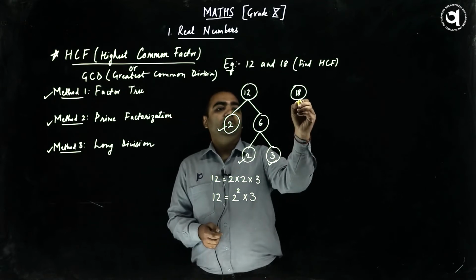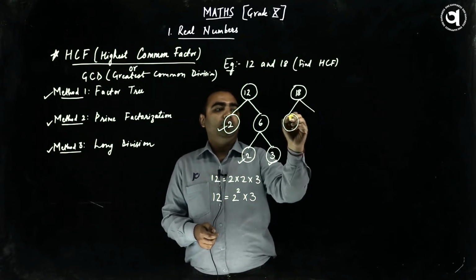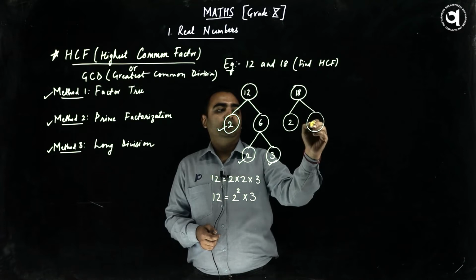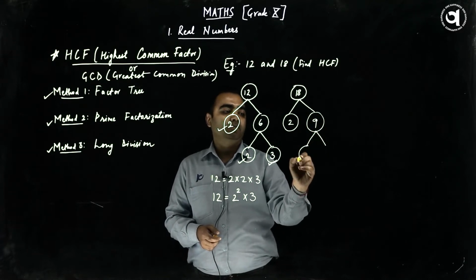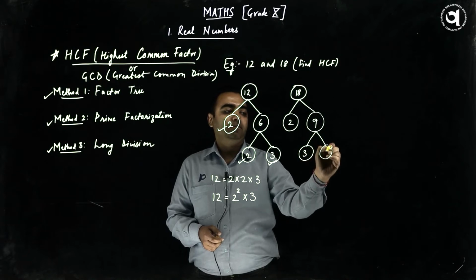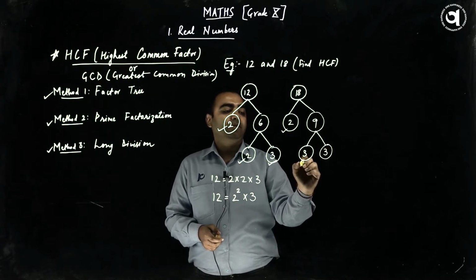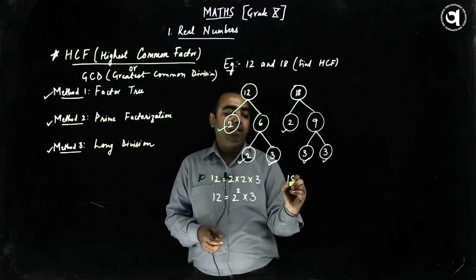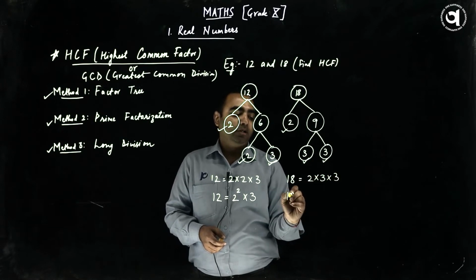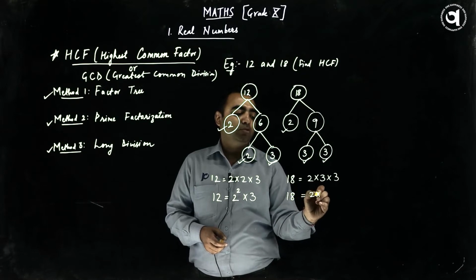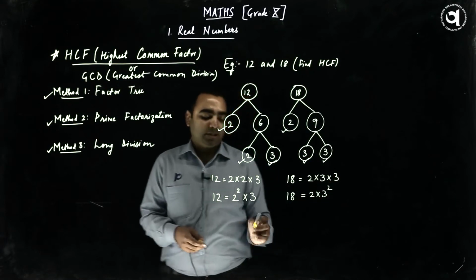Same way, if I do it for 18, here it will be 2 nines. Again we split 9 because 9 is a composite number, so it will be 3 threes. So again we see three prime factors for 18: 2, 3 and 3. We can write this in exponential form as 2 into 3 square.